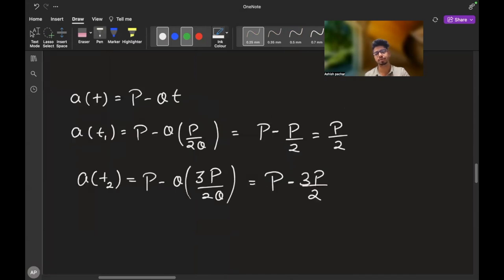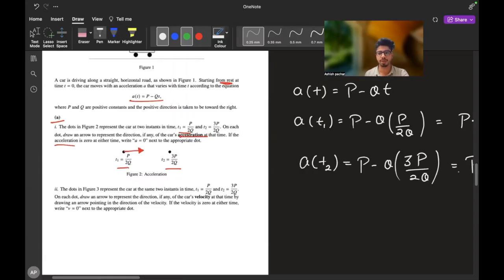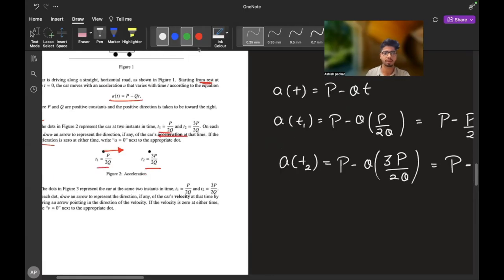And okay, so this comes out to be negative p by 2. So this is the negative p by 2 that we have, the expression is. So this is negative because p is again a positive value. So obviously the expression is negative.